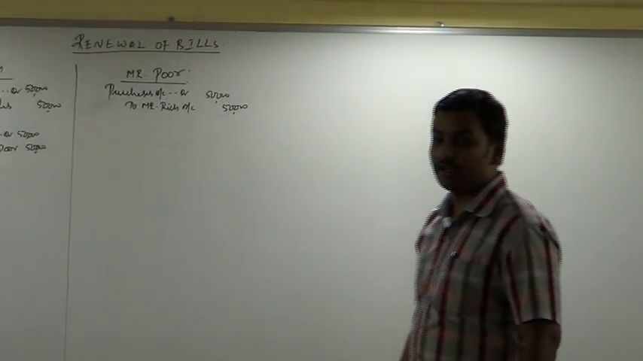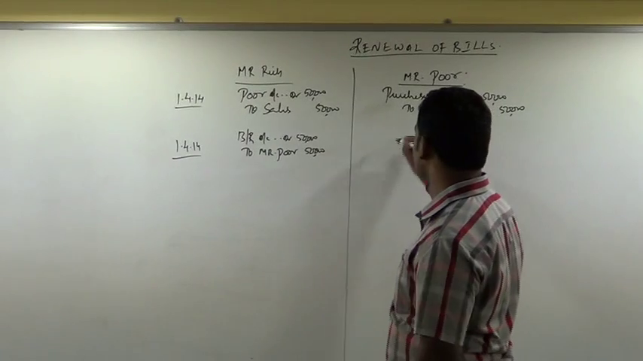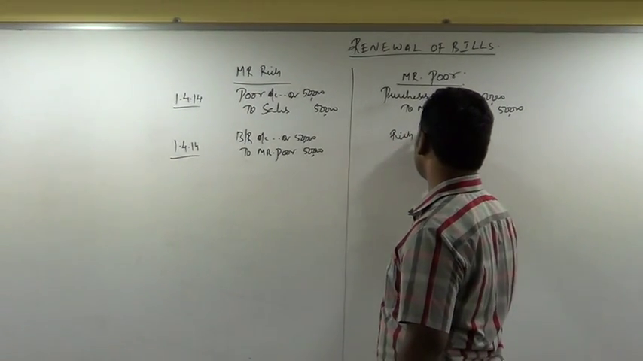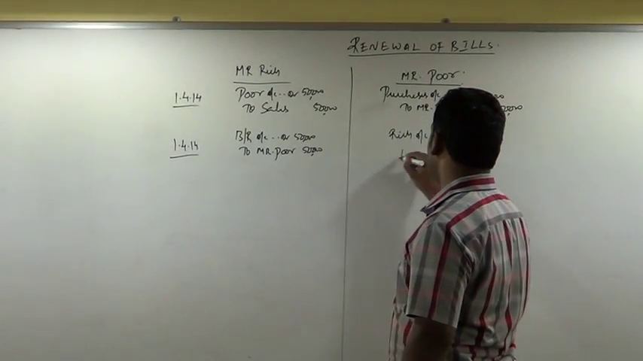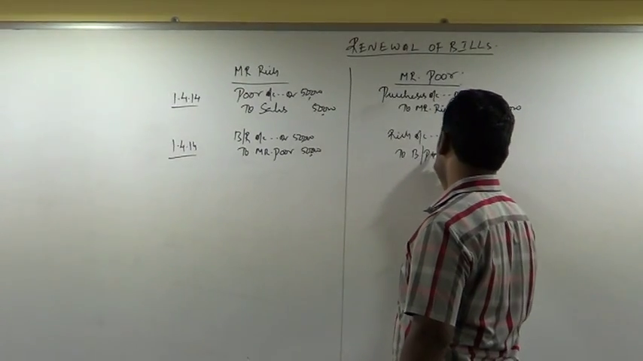What is the entry in the books of Mr. Poor? Rich account debtor to bills payable account.